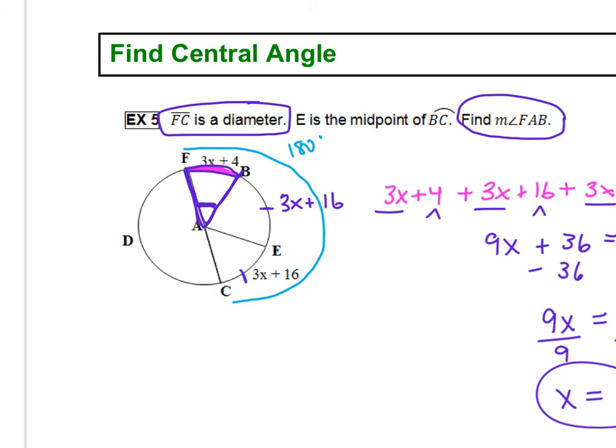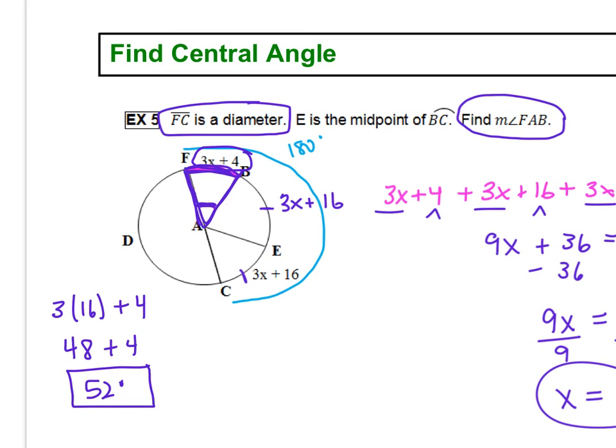And like we were saying before, the central angle is going to have the same measure as its arc. So all we're going to do is plug 16 into that 3x plus 4. So 3 times 16 plus 4. 3 times 16 is 48. 48 plus 4 is 52 degrees. So the arc is 52 degrees, which also means that its central angle is 52 degrees. And that answers the question.